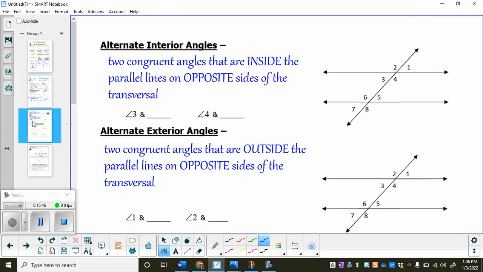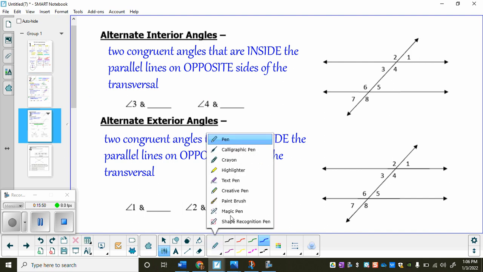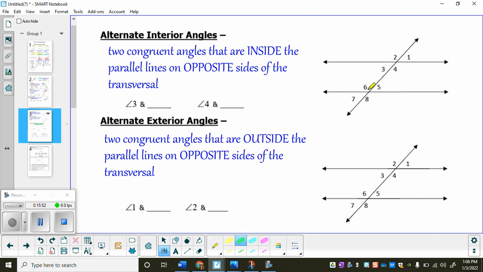Now when we flip over, we still have 2 more types to identify right here. And I love highlighting the parallel lines here and here to help you see that this would be what's inside my green parallel lines. The yellow part up in here is considered the interior. So my interior angles are actually 3, 4, 5, and 6. 3, 4, 5, and 6 are all on the interior.